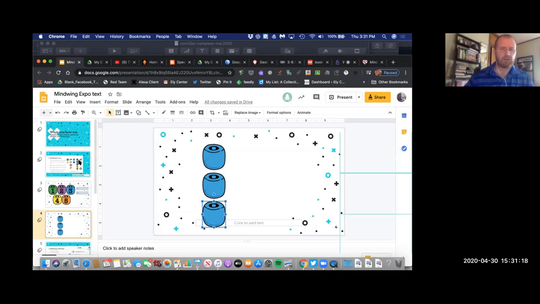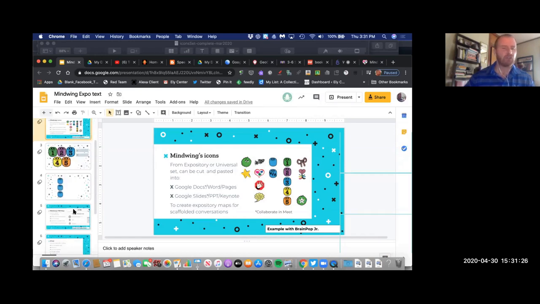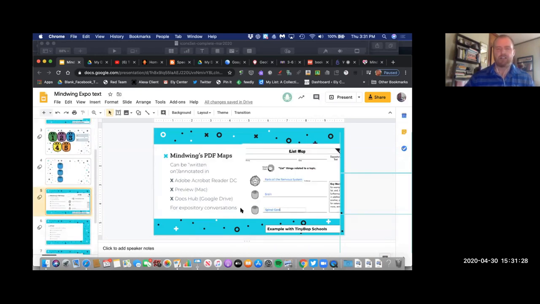We talked here about how the icons can be put in Google Docs or Word or Pages or Google Slides or PowerPoint or Keynote for creating these kinds of scaffolded conversations. But I'd also mention that if you purchase, say, the ThemeMaker manual, within the first couple of pages of the manual, it gives you a link for downloading the graphic organizers. So in addition to using the icons themselves, you can download the PDFs of the graphic organizers. There's a variety of ways to use these.